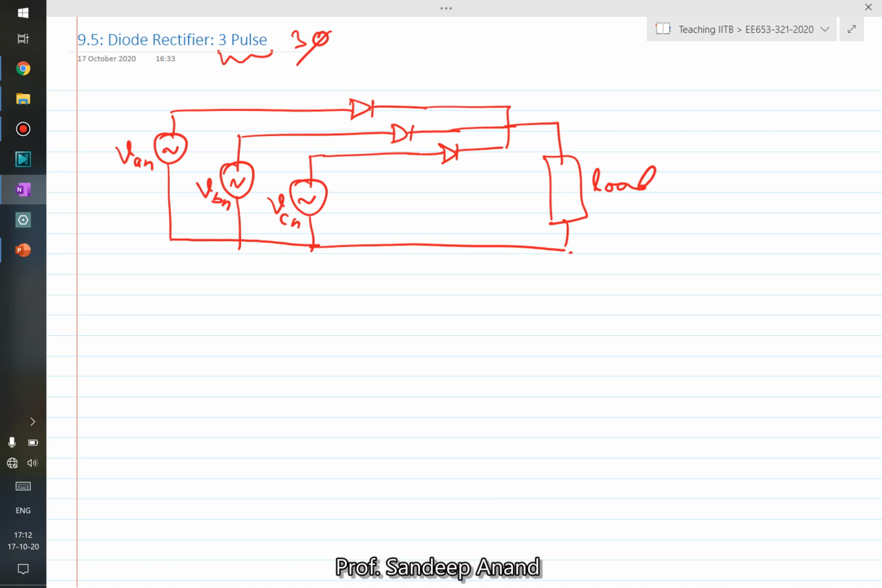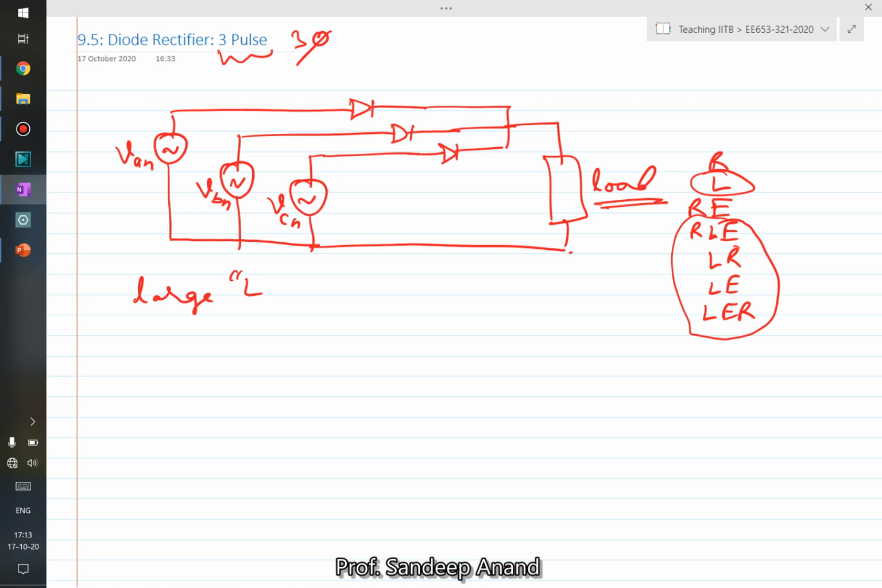You can obviously have any kind of load. You can have R load, L load, RE load, RLE load, and so on, right? Let's assume that the load has an inductor. It could be a pure L, L plus R, L plus E, or LER, whatever. It could be any of these forms. But it has a large value of inductor. It could have a small value, but for analysis let's assume it has a large L. Essentially, what does that mean? That means this current is almost pure DC, right? It has negligible ripple.